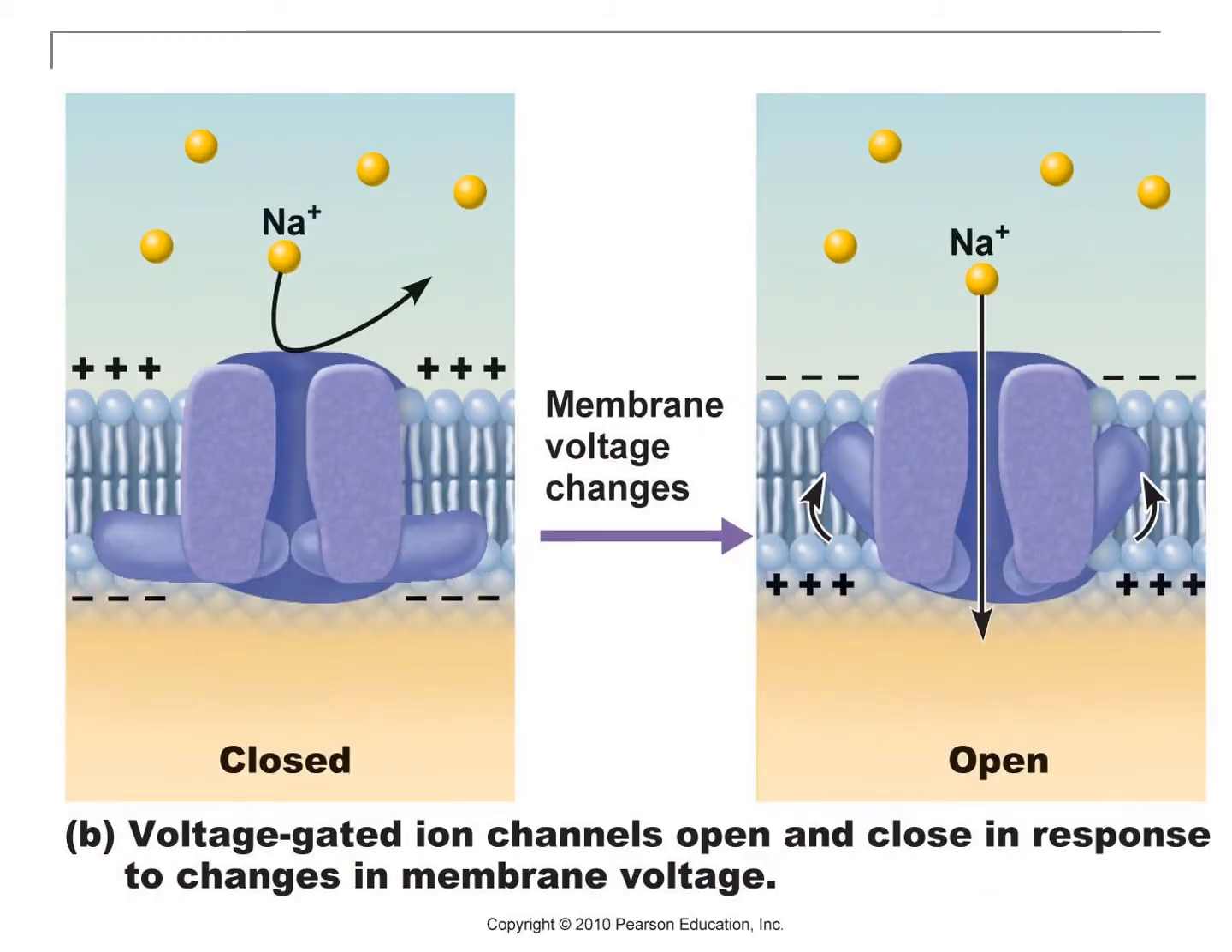Okay, this is a voltage-gated channel, and I want you to notice on the left diagram you've got negative charges in here and positive charges out here, and on the other side, look how the charge has changed. So you've had a disruption to the membrane voltage, and that disruption has caused the gates here and here to open.